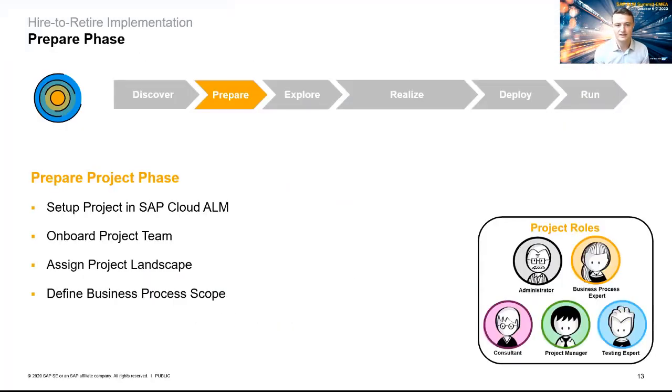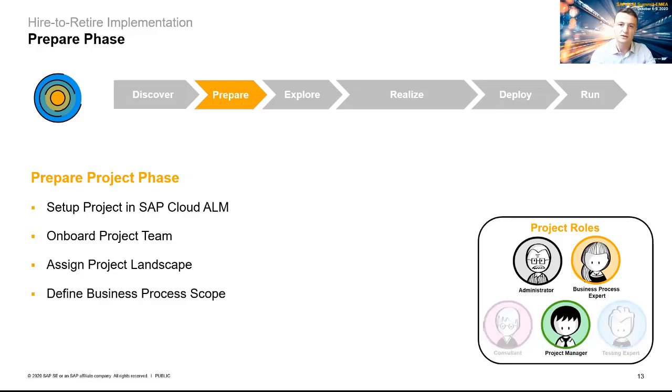But now to where our project's actually going to start, particularly with Cloud ALM. So in the prepare phase of the project, of course, our project will be planned and prepared for, and the project roadmap is going to be defined, and it's going to provide us with some high-level project goals. But more towards exactly what's in Cloud ALM, we have the setting up of this project, the onboarding of the project team. We're going to assign our project landscape and, of course, define our business process scope.